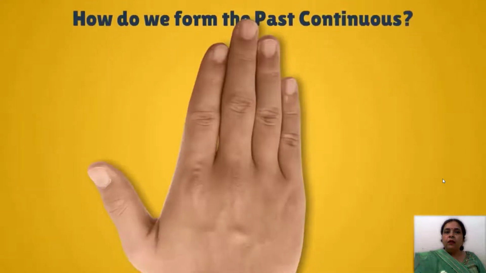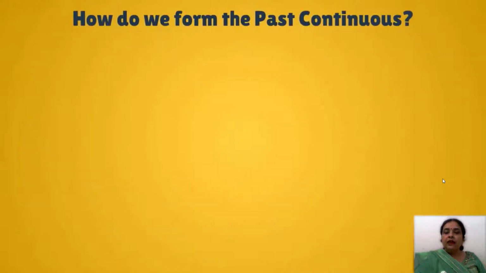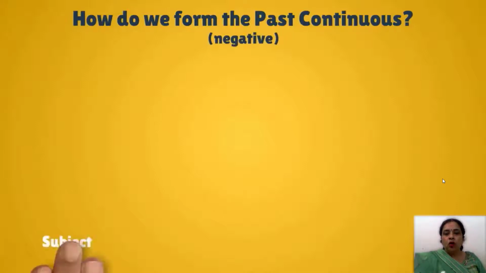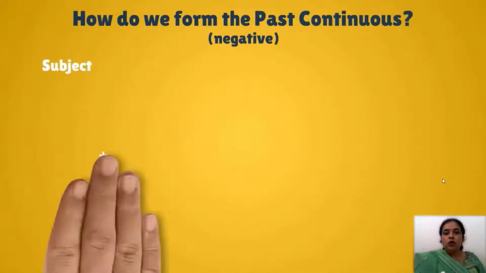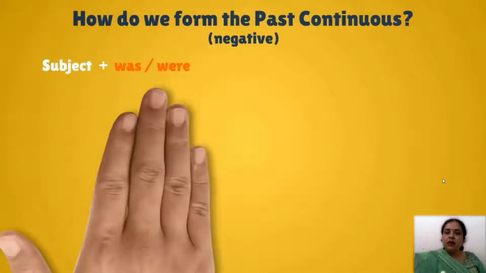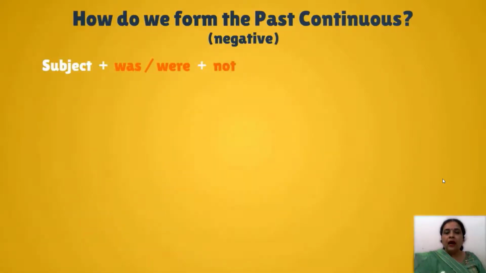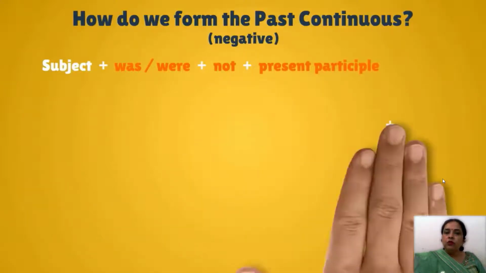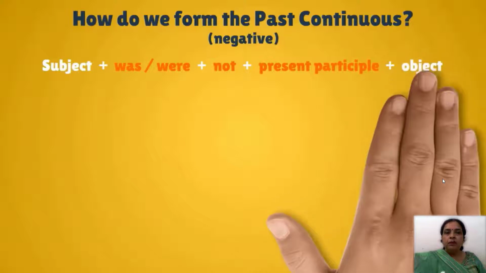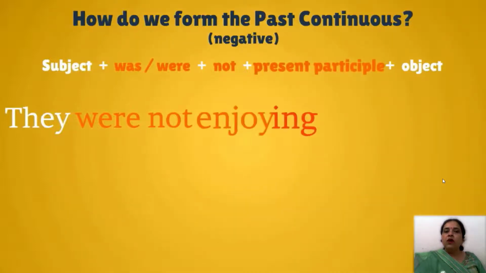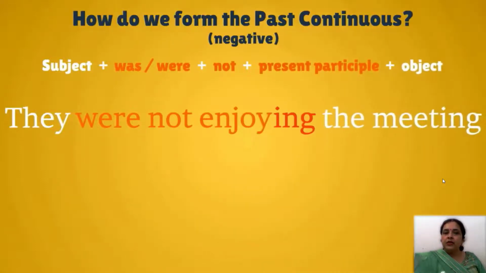Now to make past continuous tense negative, we have to simply add not with the auxiliary verb was or were. If our subject is I, he, she, it, we use was not, and with you, they, we and plural nouns we use were not. Subject plus was or were plus not plus present participle plus object. They were not enjoying the meeting.